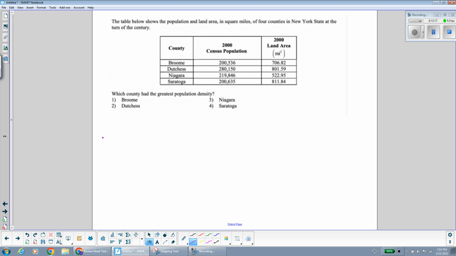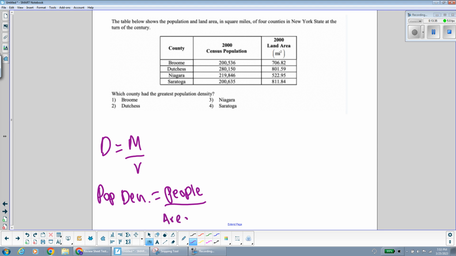So instead of thinking about it as mass over volume, when you're talking about living things, you can think of population density as people, or of course plants or animals, so your living things, over the area, the amount of space, the amount of land. So all we have to do here to find which has the greatest population density is find the population density for each of these places. So we're going to do people, which is the population, divided by the area that they occupy, which is the land area.